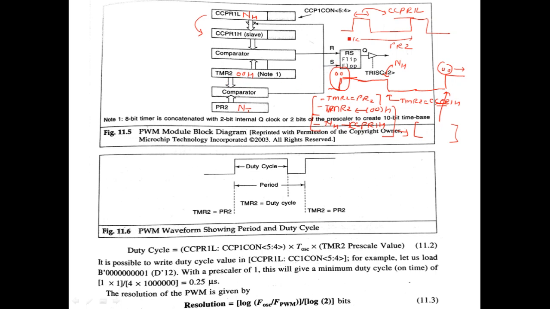So effectively the output waveform is like this, where this T high is controlled by the count NH, and the total time period T is controlled by the content of the PR2 register. Is it clear?